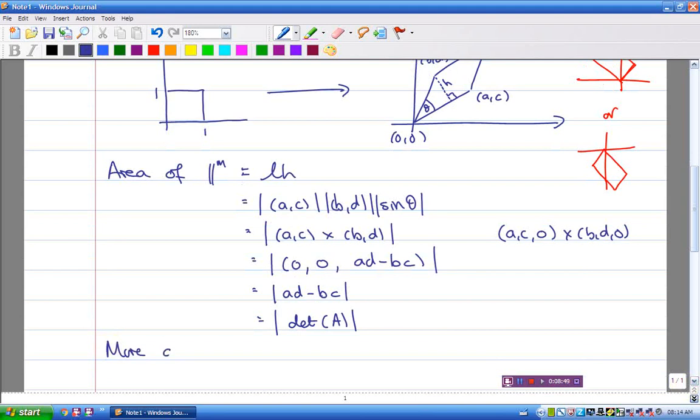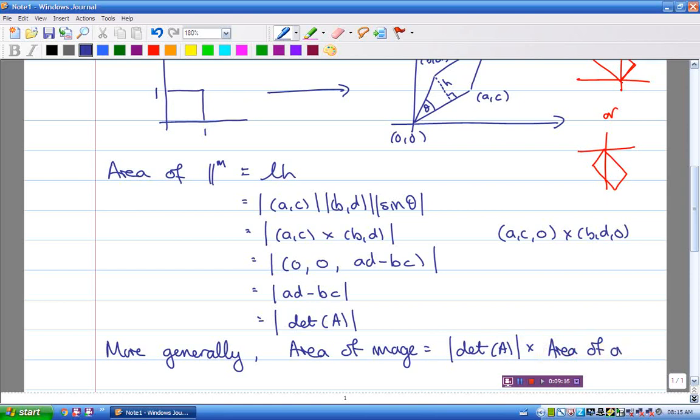Now, my original square had unit area. If my original square had actually been slightly bigger, then my parallelogram would have been bigger, and it would have had a larger area. So more generally, the area of the image is the modulus of the determinant of A multiplied by the area of the original. In our case, the area of our original was just one square unit, so it didn't show up.